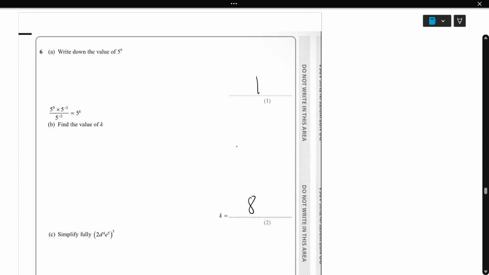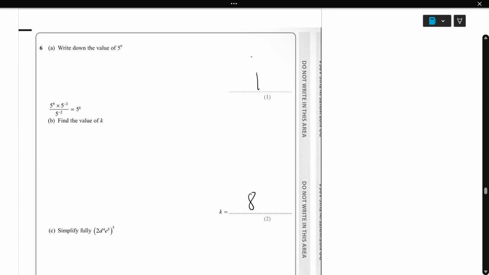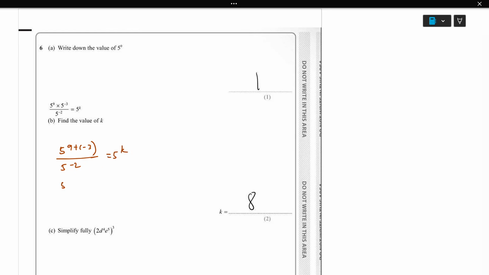Next question, write down the value of 5 power 0. Any number power 0, the answer is going to be 1. The next one, 5 power 9 times 5 power negative 3 over 5 power minus 2 equal to 5 power k. So the numerator becomes 5 power 9 minus 3, which is 6. When this negative 2 goes up, it becomes positive 2. So 5 power 8 equal to 5 power k. Comparing both sides, 8 equal to k. So k equal to 8.